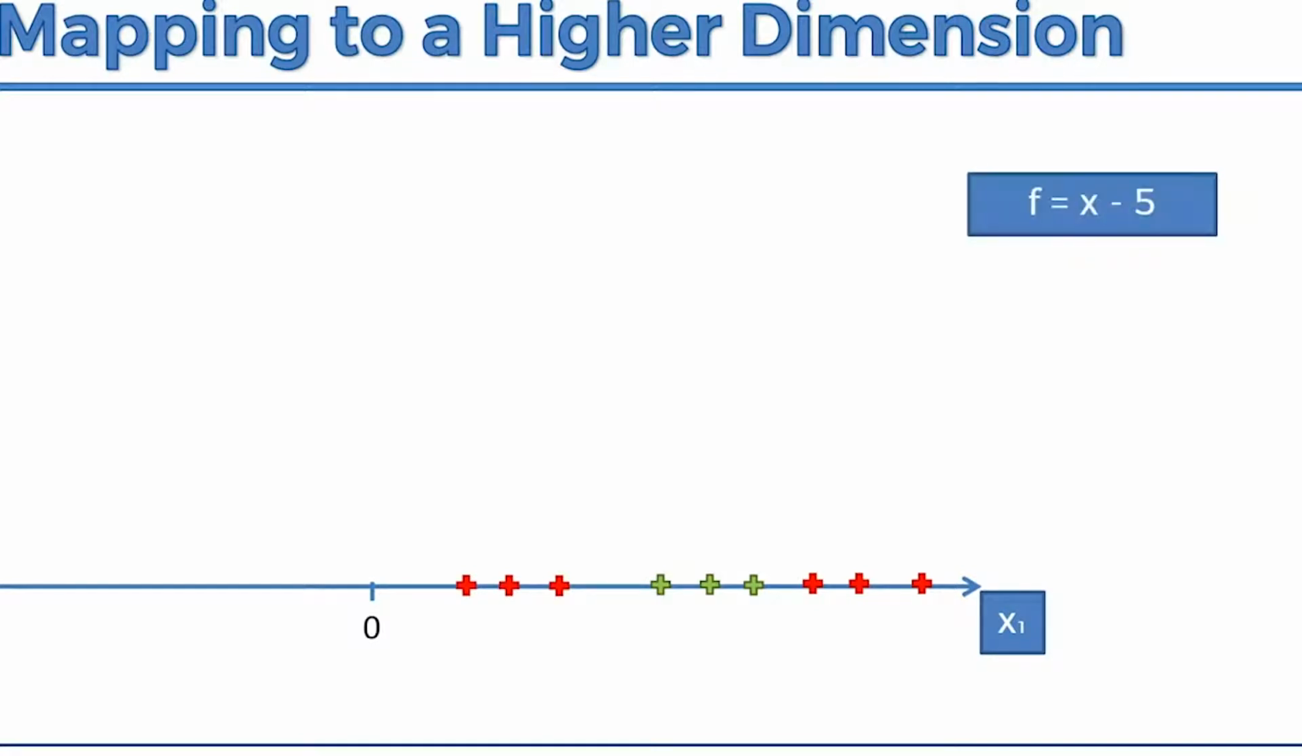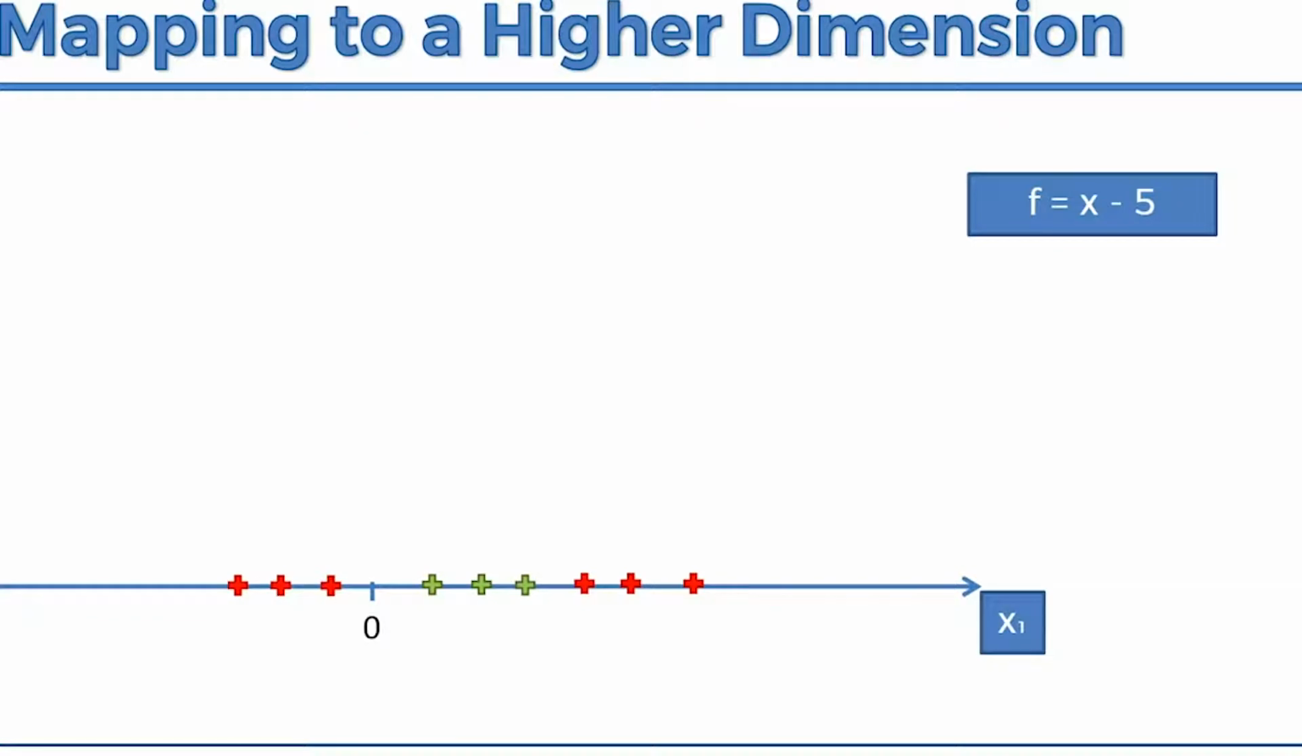The first step will be f equals x minus 5, so to subtract 5 from our data set. What is that going to do? That is going to move everything to the left. So basically now this is what the result looks like. If you subtract 5 from x, these ones will go into negative, these ones will stay in positive.